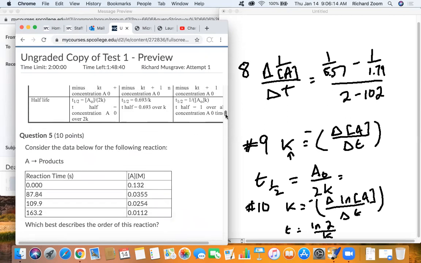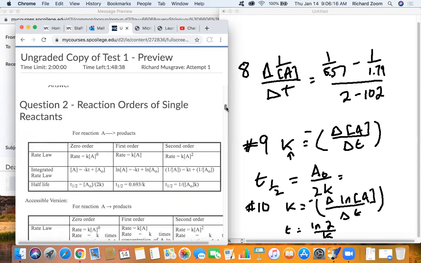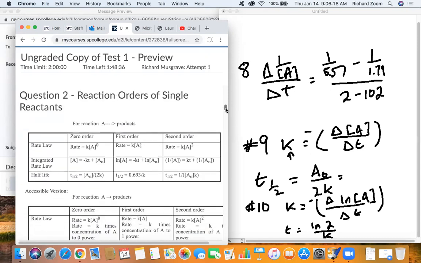On a test, will we get that chart? Yes, it's right here. It'll be the same in the test you take too. I'm sensing a lack of trust here. I told you that the real test you'll be taking is the same as the ungraded copy. That goes for all the stuff that goes with it too.